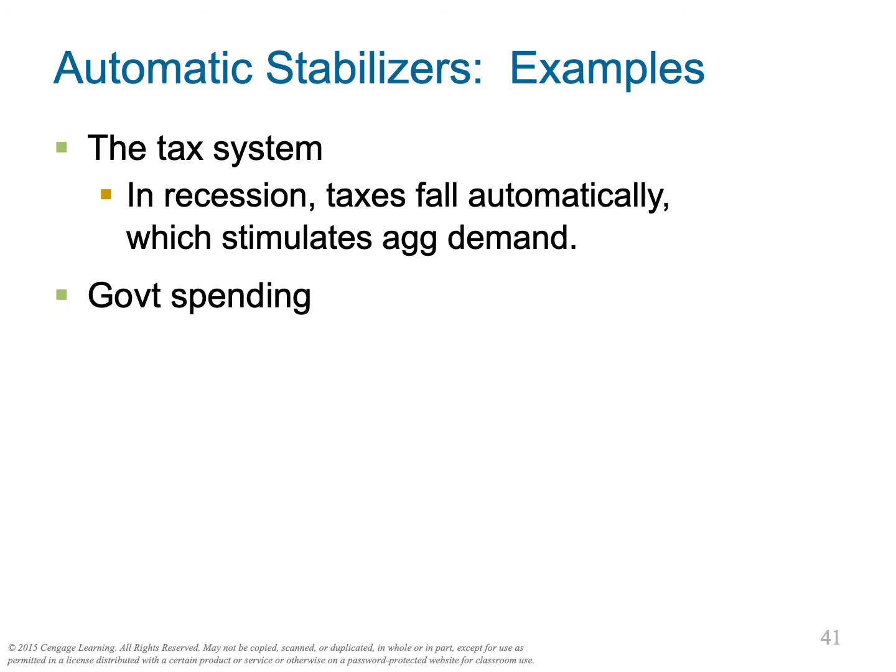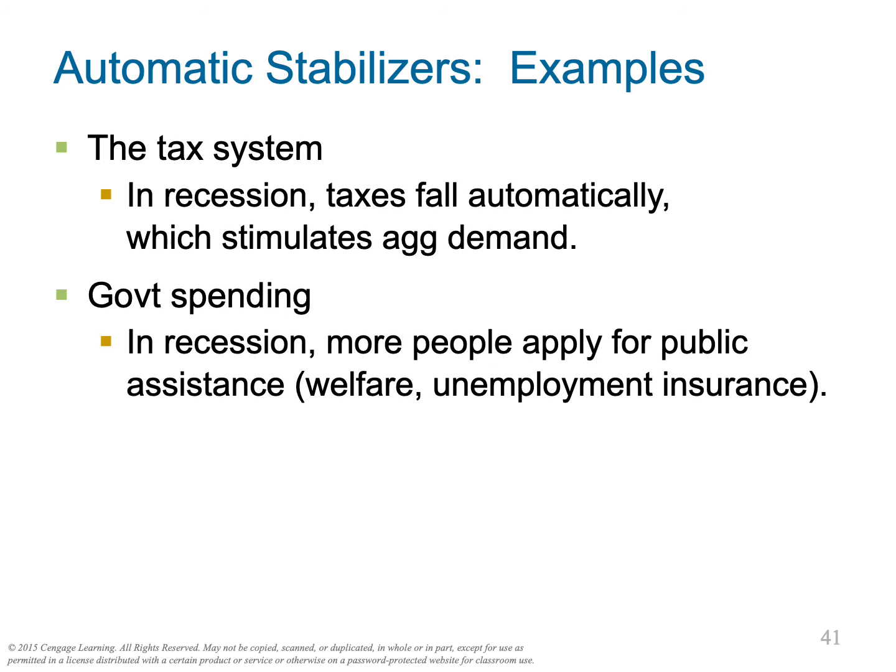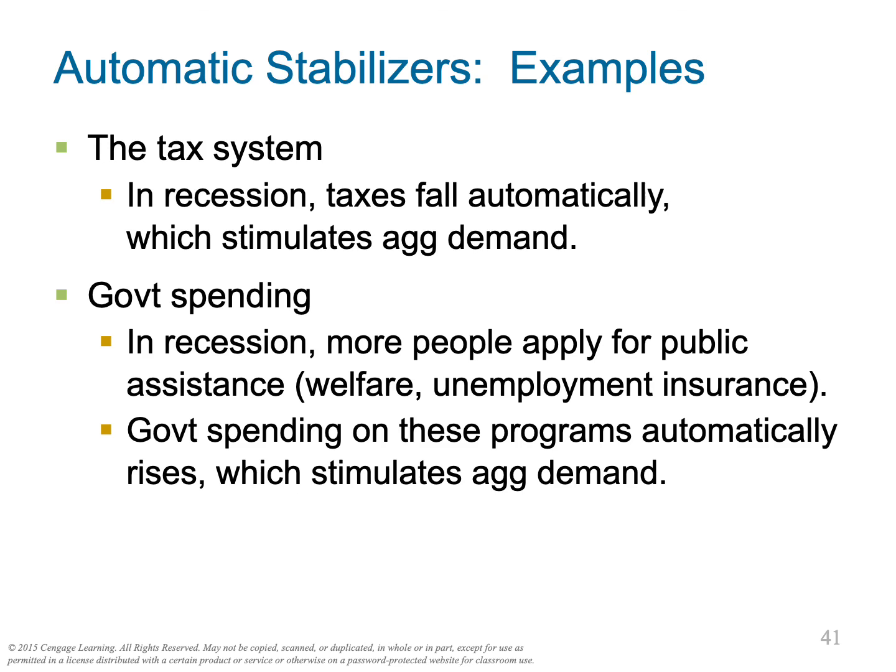There are also examples in government spending. During a recession, more people apply for public assistance, things like welfare and unemployment insurance. And in a recession, more people apply for this funding, and so government spending on these programs automatically goes up, which stimulates aggregate demand as well. So fortunately, despite these policy lags, we do have these automatic stabilizers that help to eliminate those policy lags.